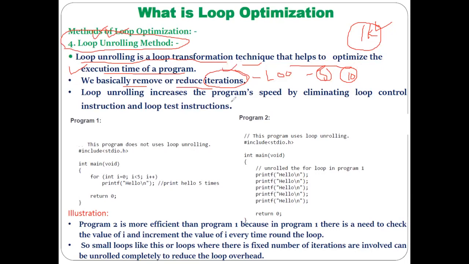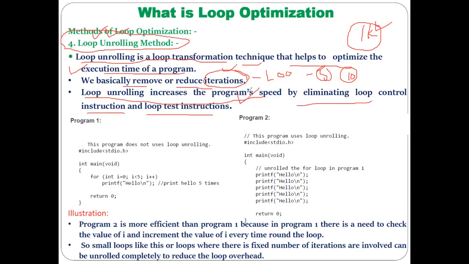Okay, what is the reason? Let's see. Loop unrolling increases the program speed by eliminating the loop control instruction and the loop test instruction. Okay, it means if in some program code a loop is utilized, then removing or reducing that loop is called loop unrolling. Because of that, the number of iterations will be reduced and the program speed can be improved.